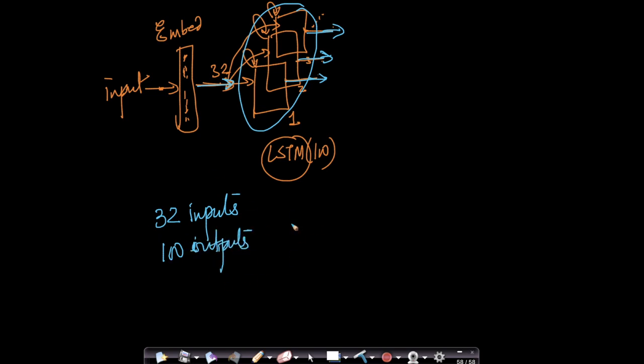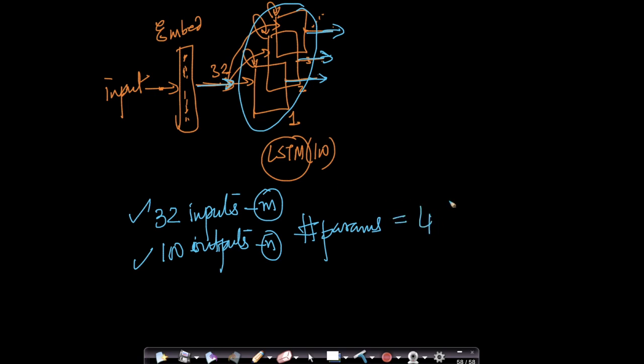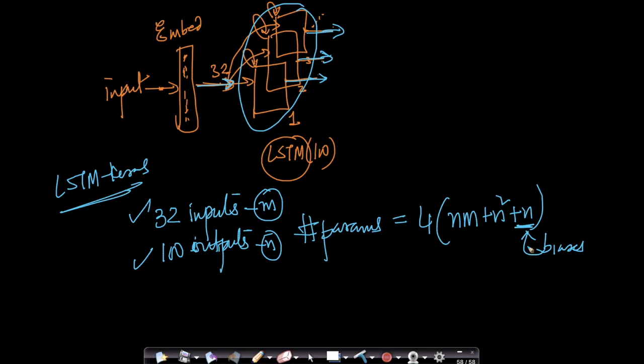The core concept is this: the number of parameters in an LSTM layer with 32 inputs and 100 outputs, or in other words, if I have M inputs and N outputs, the number of parameters is 4 times (Nm plus N square plus N). Remember, this plus N occurs only if you have biases. For every weight, there is a corresponding bias, and LSTMs in Keras have biases by default.